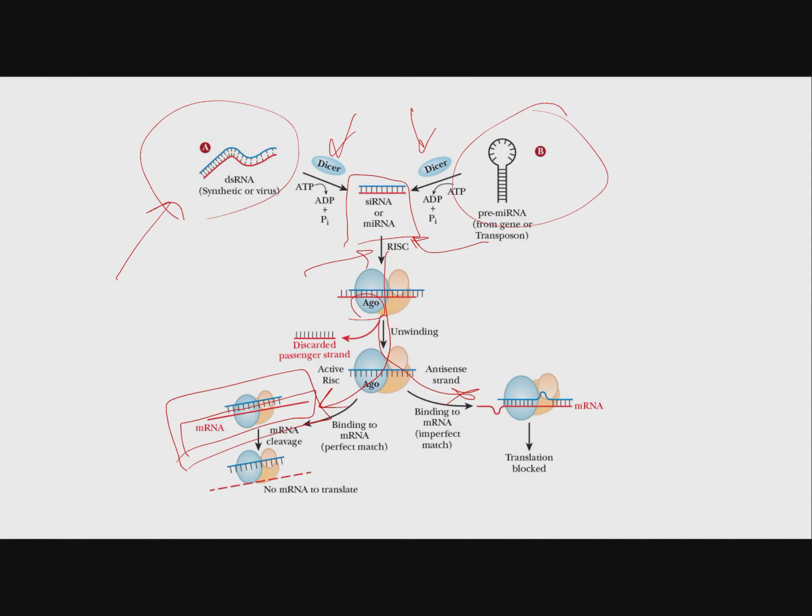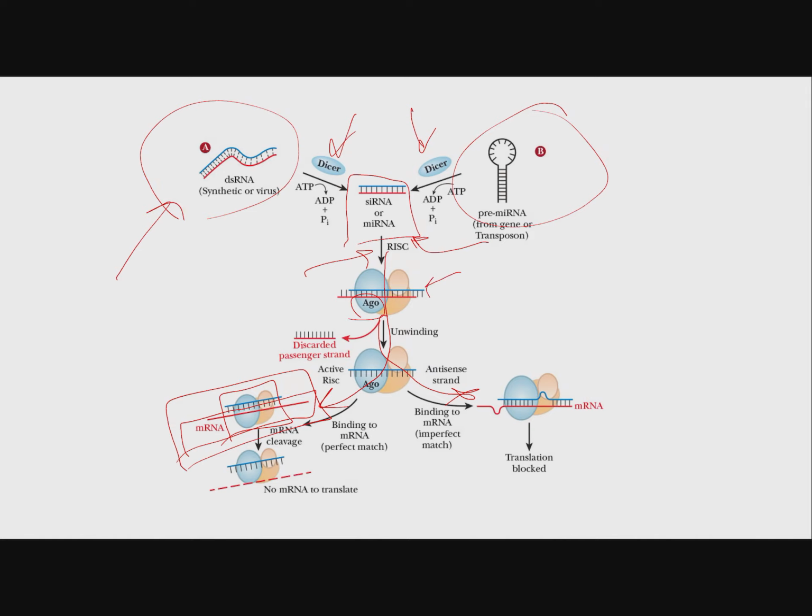Perfectly binding to the mRNA is going to lead to no mRNA to translate. Of course, there's a complex with these proteins. I didn't talk about the Ago proteins. These Ago proteins are called Argonaute proteins, and they help to chop stuff up.